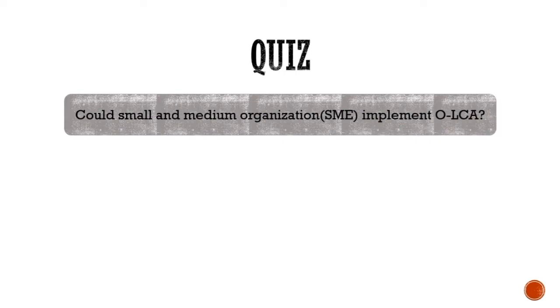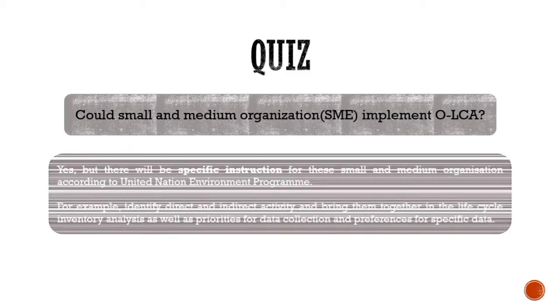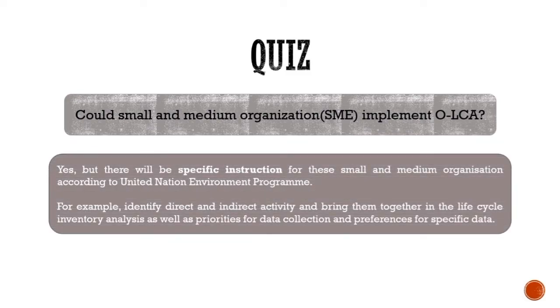Here is a small quiz. Could small and medium organizations implement OLCA? Yes, but there will be specific instruction for these small and medium organizations according to the United Nations Environment Programme. For example, identify direct and indirect activity and bring them together in the life cycle inventory analysis, as well as priorities for data collection and preferences for specific data.